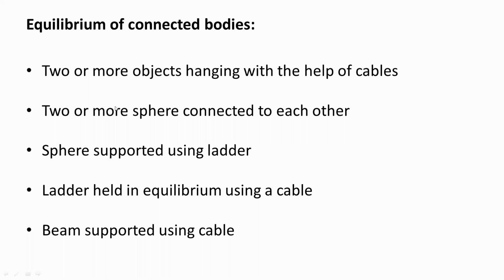The first category includes two or more objects hanging with the help of a cable. The second type is two or more spheres connected to each other. Then third is a sphere supported using a ladder. Then a ladder held in equilibrium using a cable, and a beam supported using a cable. So these are the types of problems for the connected bodies. First we will solve the problems on the cables.